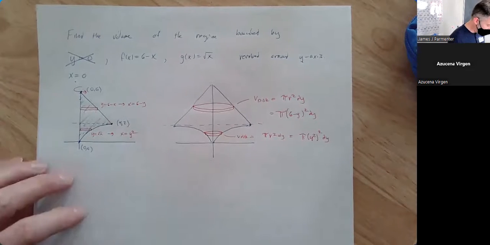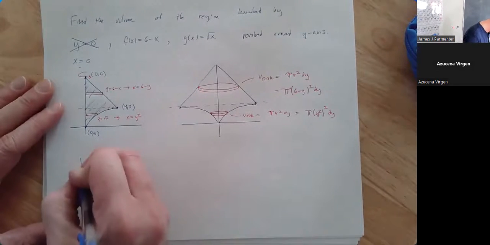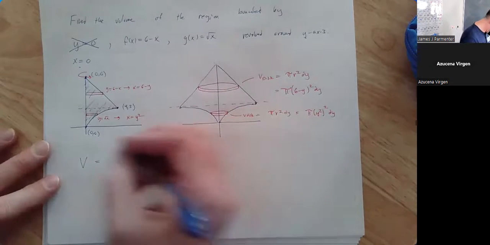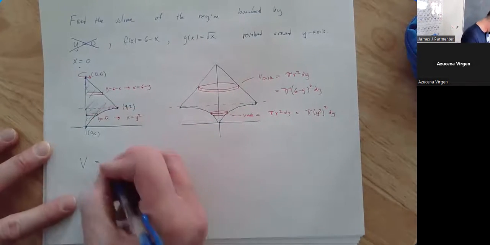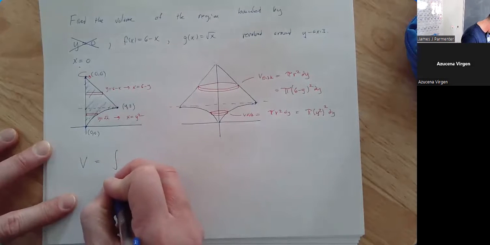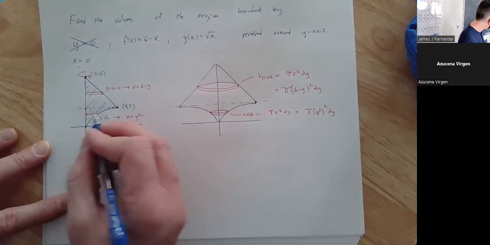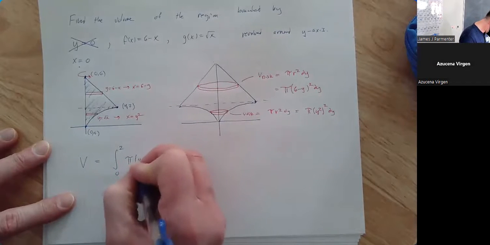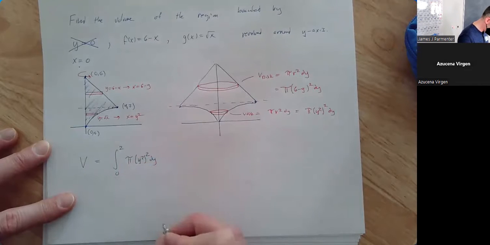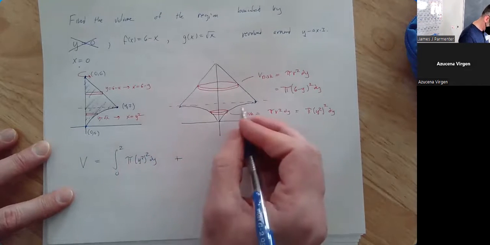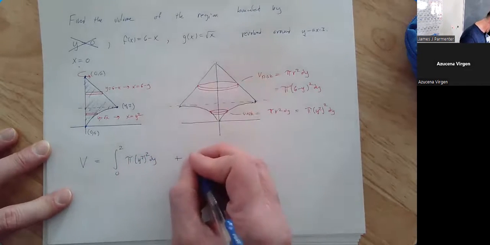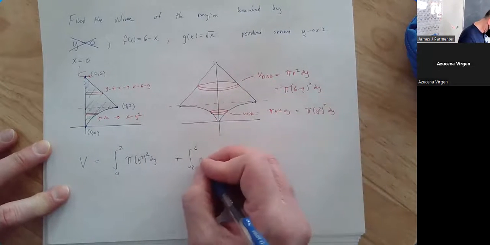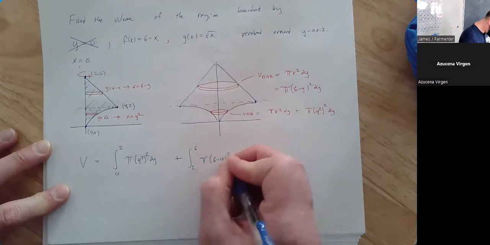If I wanted to find the volume of this whole thing, I have to do two integrals. I have to do the integral from 0 to 2 of this lower shape, which is using this lower function. So that's going to be pi times y squared dy, plus the integral from 2 to 6. But now my radius is the other function, 6 minus y. So pi times (6 minus y) squared dy.